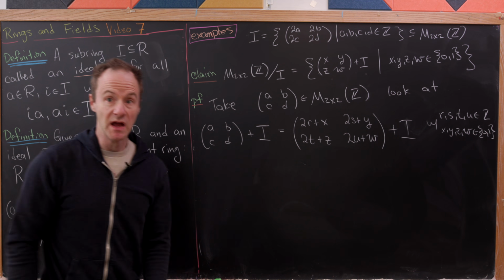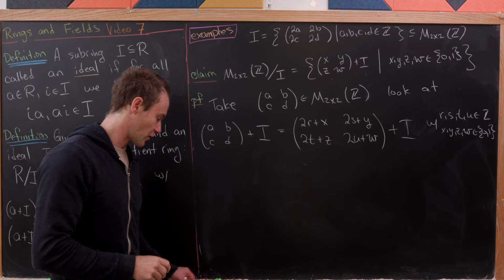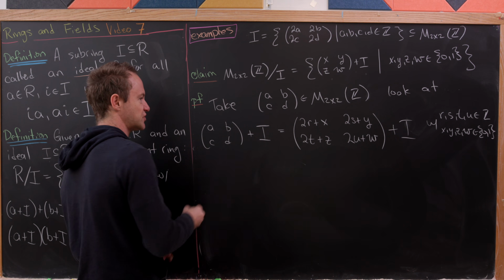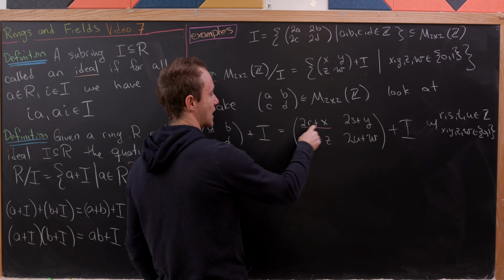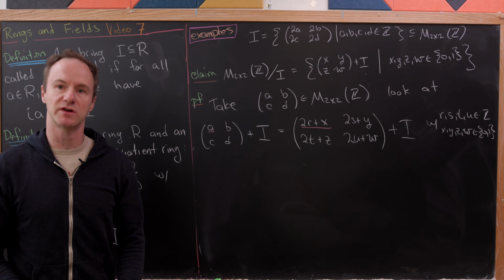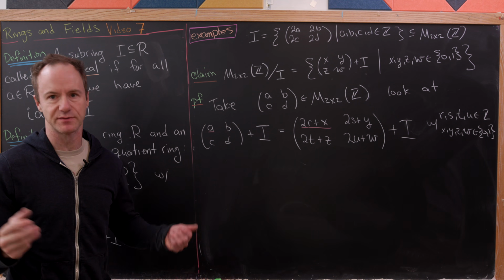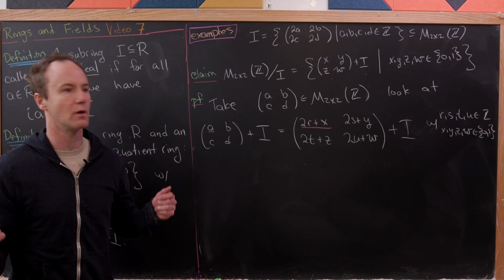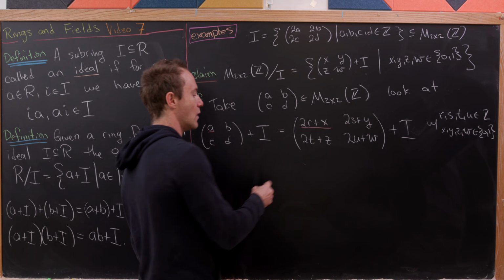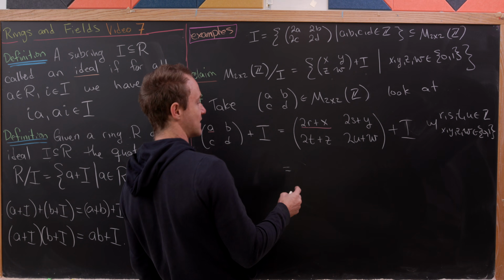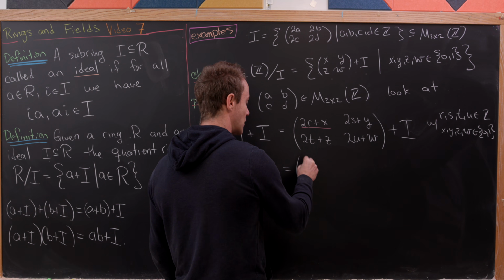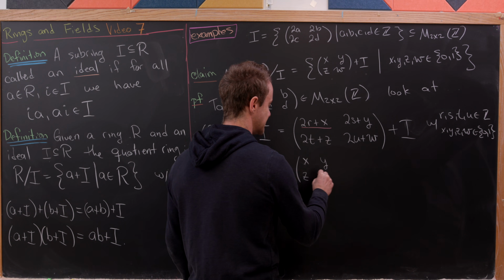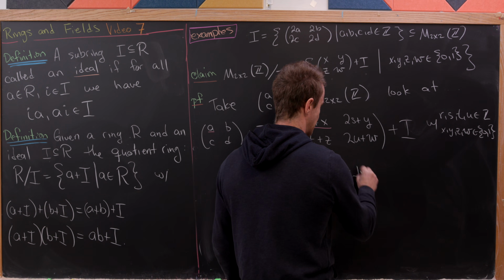So again, what I did there is I just performed division with remainder. So I divided a by 2, and I got a quotient of r and a remainder of x. Notice that if we're dividing by 2, the possible remainders are either 0 or 1. But now what we can do is rewrite this, or I claim that this is equal to the coset x, y, z, w plus I.